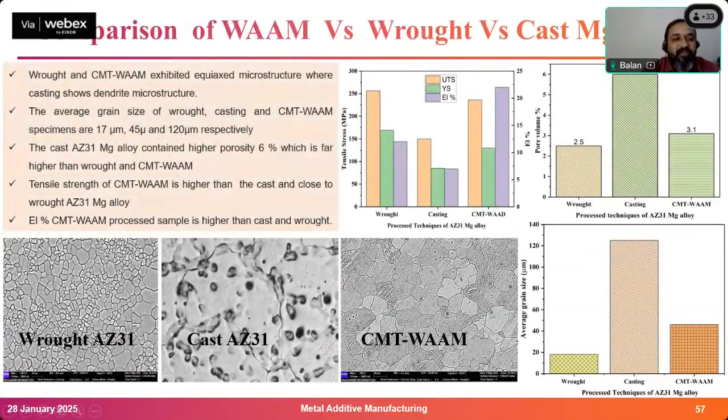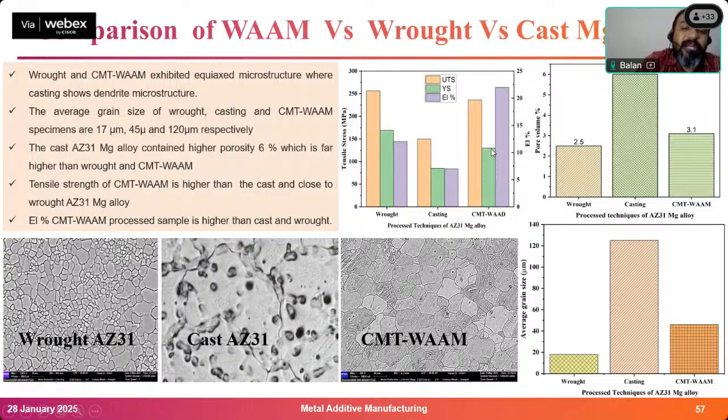So what we did is we tried to compare VAM with cast and rod. This is the rod microstructure, this is the cast microstructure, and this is CMT VAM. So now I am going to compare it. You can see the tensile strength of casting is very low because it has a lot of casting defects. Now I want to compare my VAM data with rod. So now I can say it is somewhat comparable.